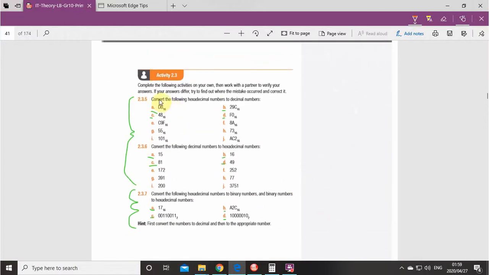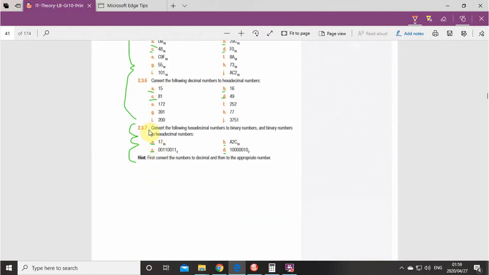Okay, activity 2.3: 2.3.5, A to D; 2.3.6, A to D; 2.3.7, A to D.